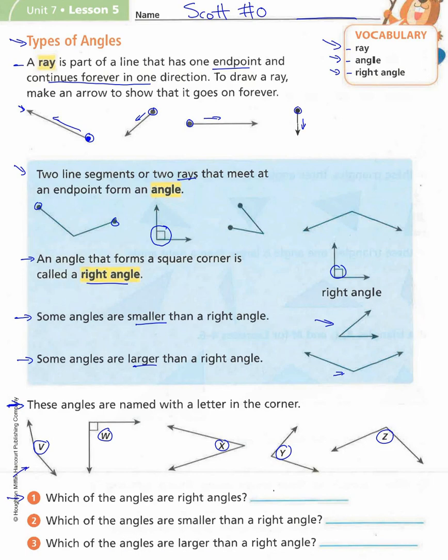Well, hopefully you chose W, because that's the only one that has that square, that box in the corner. And in these lessons, they will always show us with that box if the angle is a right angle. So let's go ahead and look at number 2. Which of those angles are smaller or more closed than a right angle? Go ahead and see what you think. Yeah, I think X and Y are smaller or more closed than a right angle. And so number 3 over here says, which of the angles are larger or more open than the right angle? Go ahead. What do you see? Yep, I see V and Z.